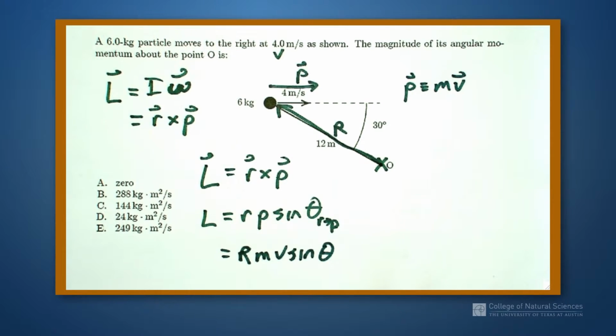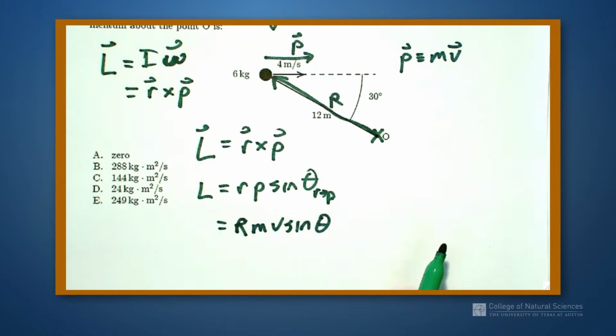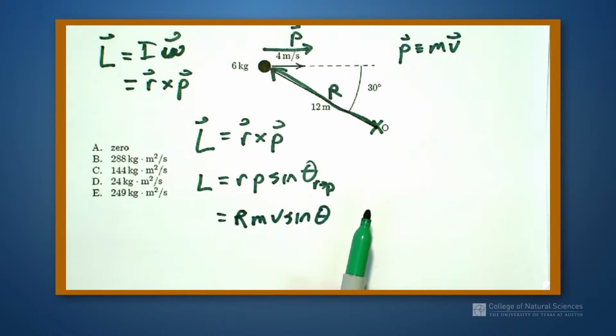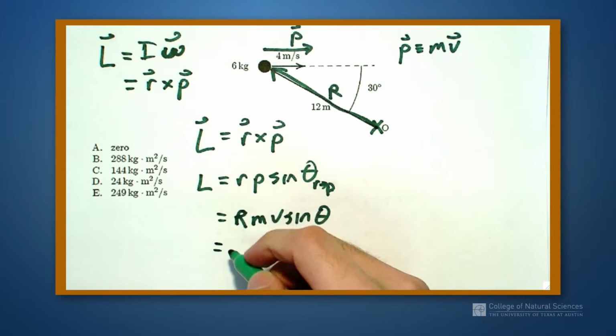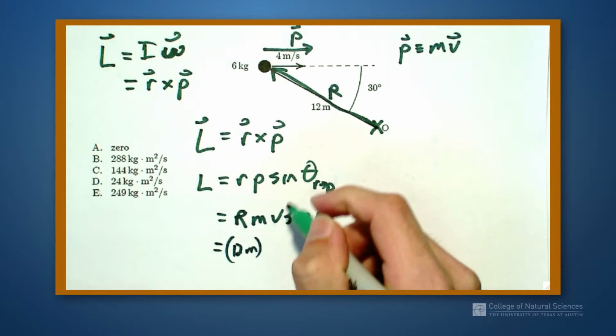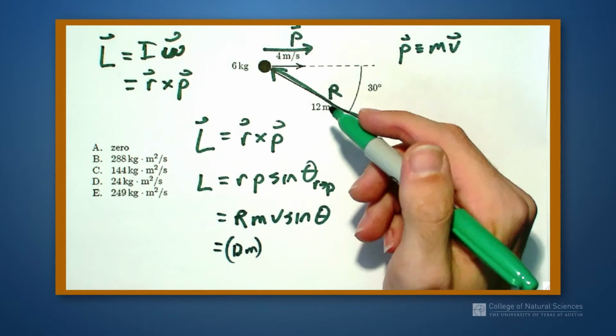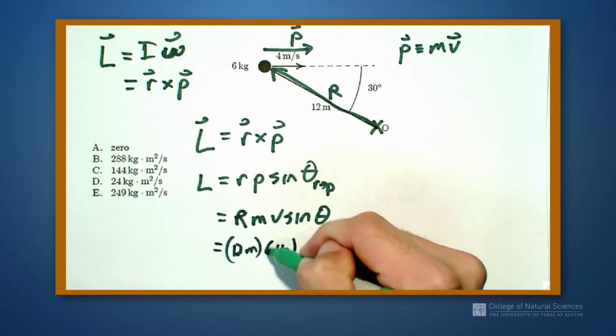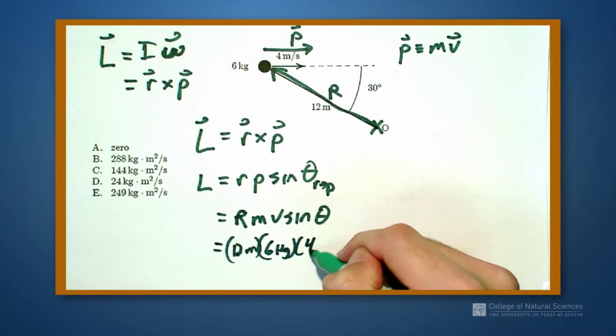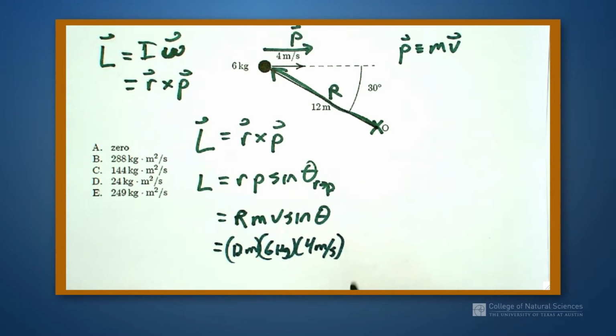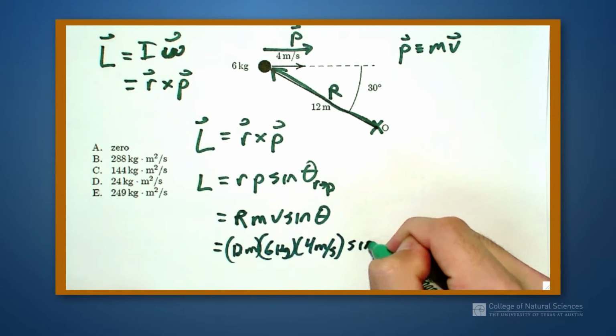All right, so what do I have? I have a radius, a mass, a velocity. This is pretty easy. I have a radius of 12 meters. I have a mass of 6 kilograms. I have a velocity of 4 meters per second. And I need to know the sine of my angle.